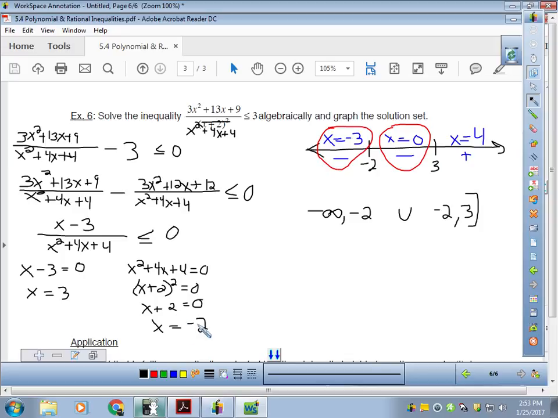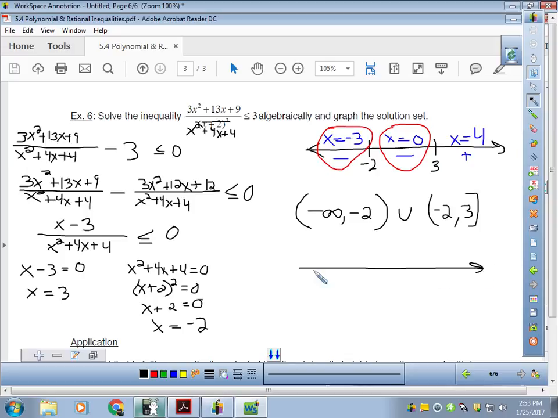Let's check negative 2. If I take negative 2 and plug it in, negative 2 squared would be 4. 4 times negative 2 would be negative 8. So I'd have 4 plus negative 8, so that's negative 4. Plus 4 more, that gets me 0. I can't have 0 on the bottom. So negative 2 I cannot include, so I have to put parentheses on the negative 2's. And then the negative infinity is always a parenthesis. So that goes like that. There is my answer, my final solution set.